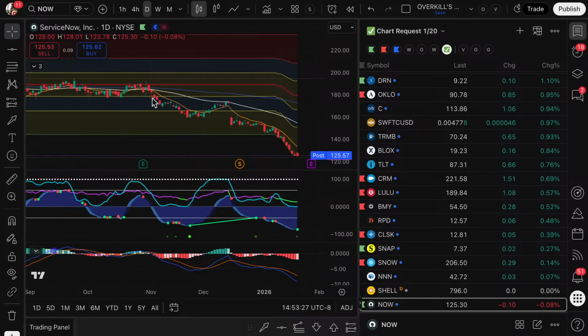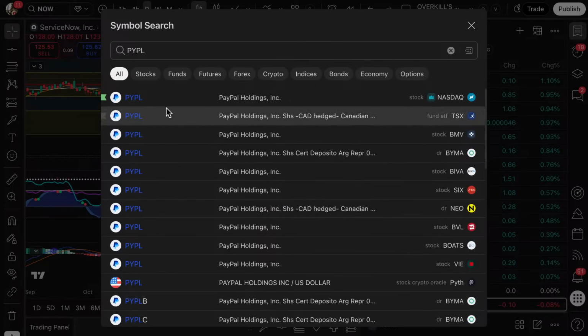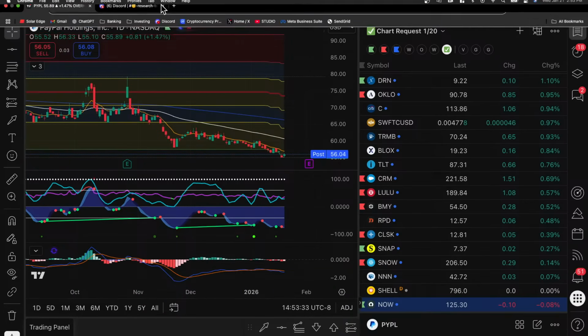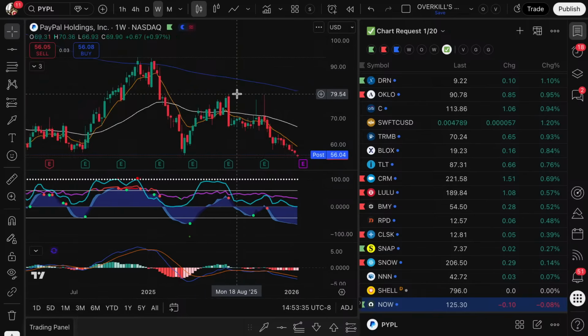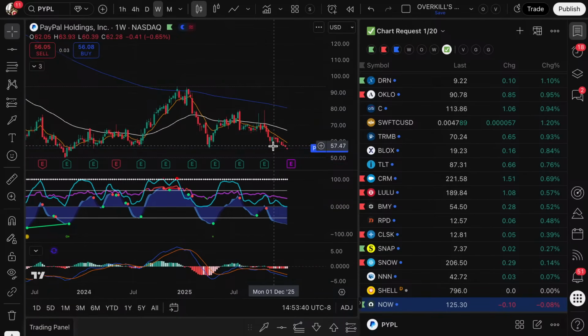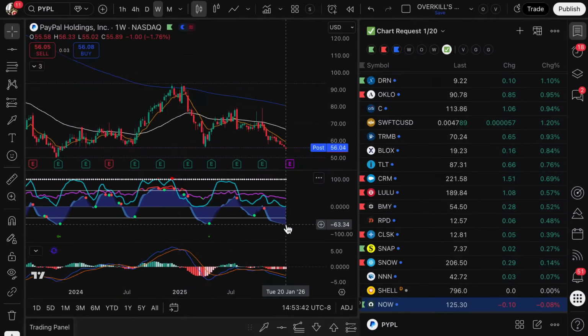Has PayPal given the weekly yet? No, it hasn't. We have been waiting for this for a minute, but it's just playing around here around 55. Look how deep it is, though. It's just trying to flush everybody out. Just wait patiently. That's where I'm looking to average down on PayPal next. Waiting for that signal.